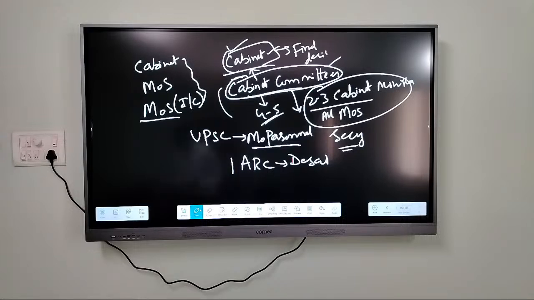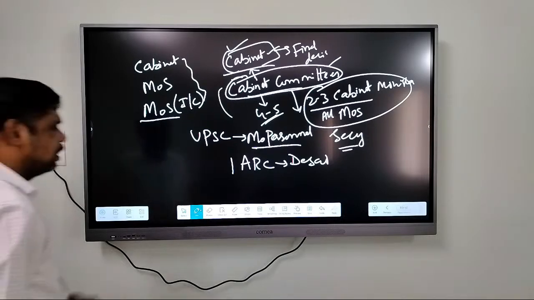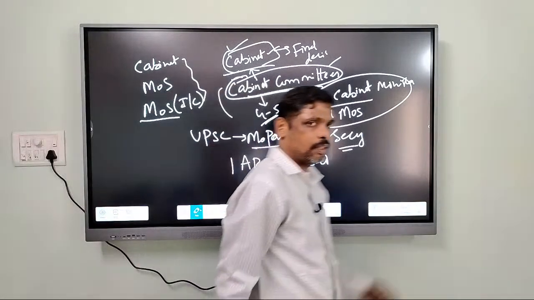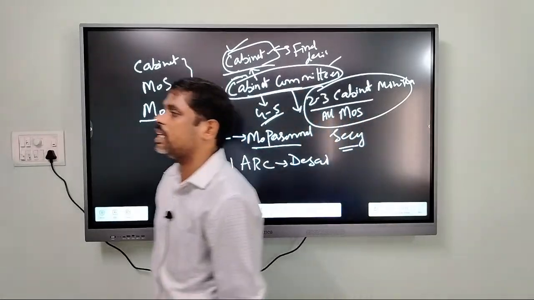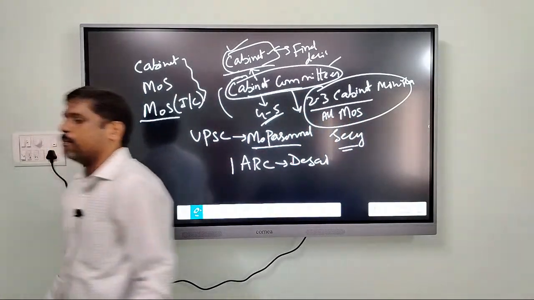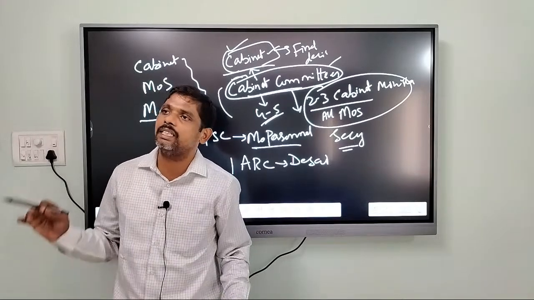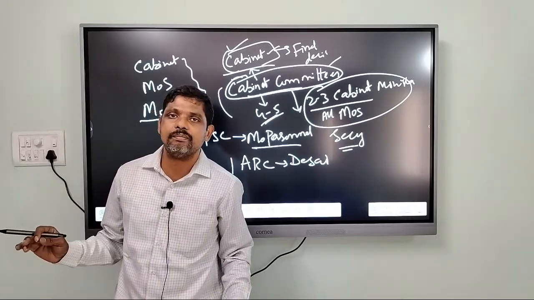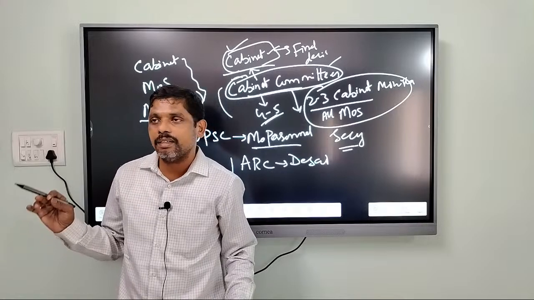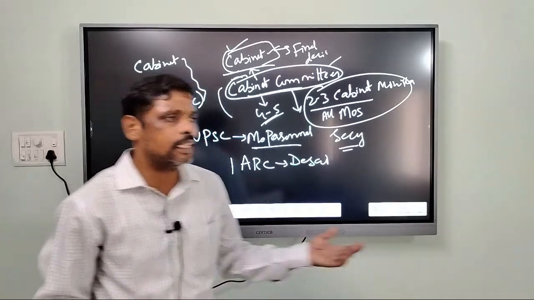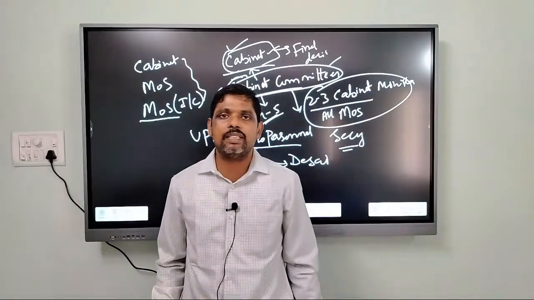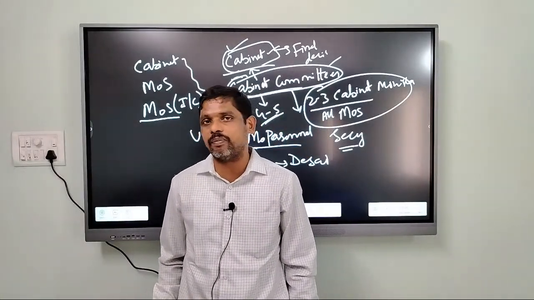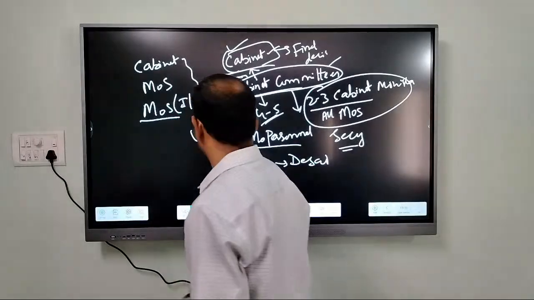The Prime Minister should run the government, should act as the head of the government. This was the recommendation made by the first ARC. But of course, this recommendation is not implemented. Even today, the Ministry of Personnel is headed by the Prime Minister, right? So as the head of the Ministry of Personnel, the Prime Minister is in charge of all the activities of that ministry. This is one function.